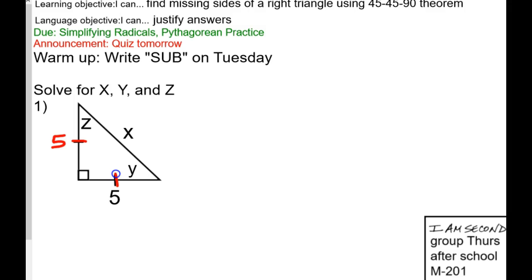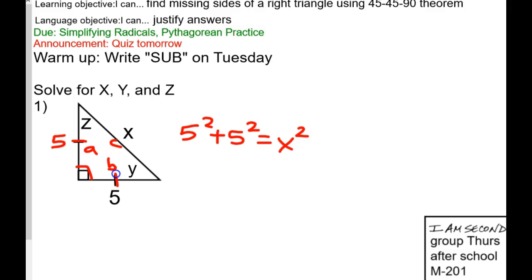So, the one thing I've suggested is label a, b, and c. Okay, and a and b are next to 90, right? Here's my 90. So a and b are my 5 and 5. C is my x. Now, a squared plus b squared equals c squared would be 5 squared plus 5 squared equals x squared. Does everyone agree with that so far?